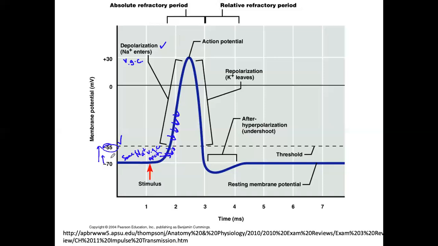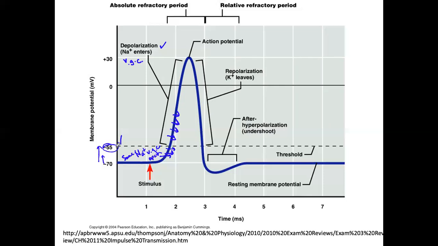So I put some table salt on my macaroni and cheese and taste it. And I'm like, oh, I can't taste salt. Did my taste bud cells hit negative 55? No. Okay. So then I add some more salt onto my macaroni and cheese, mix it up and taste it. I still don't taste salt. Did my taste bud cells hit threshold? No, they didn't. There wasn't enough sodium accumulating in that taste bud cell to hit negative 55.